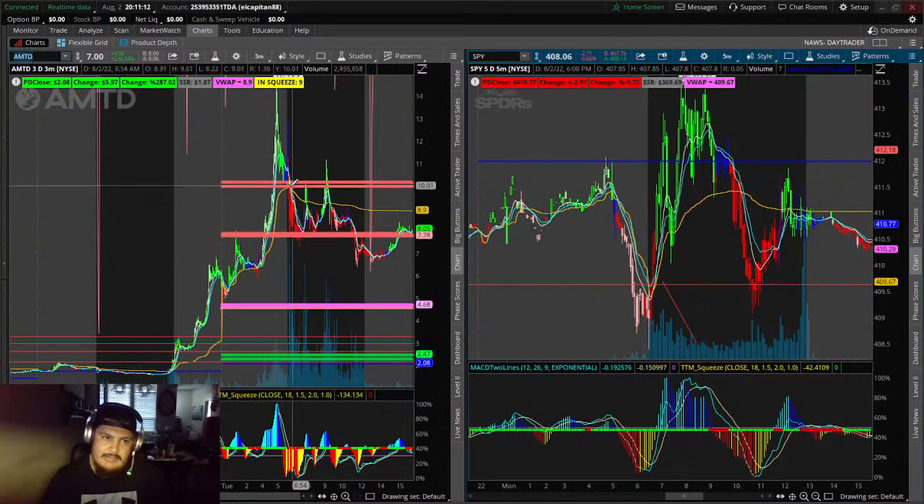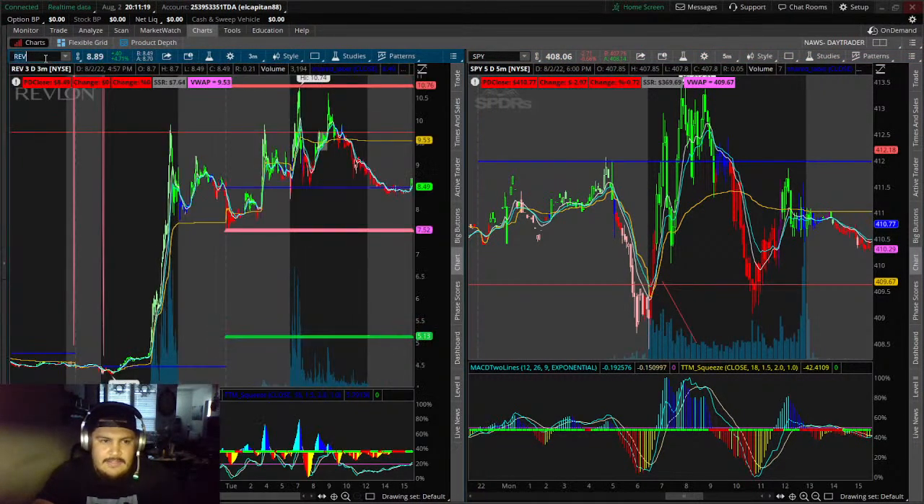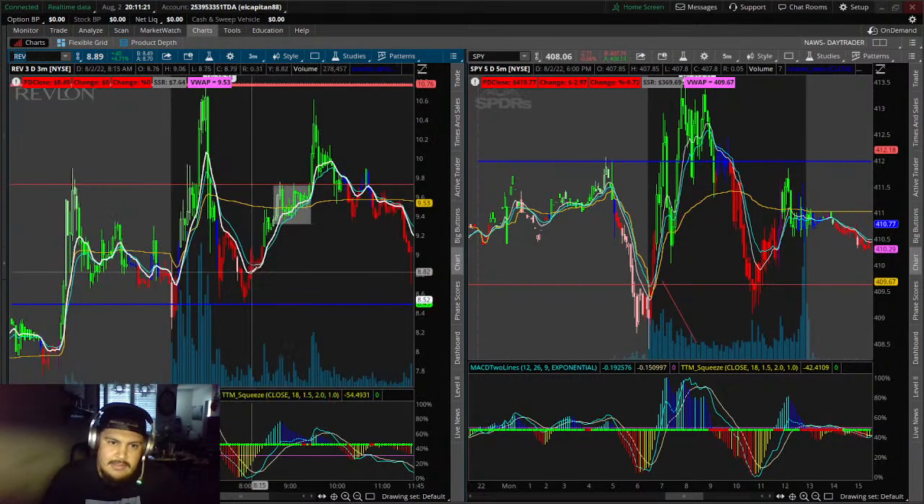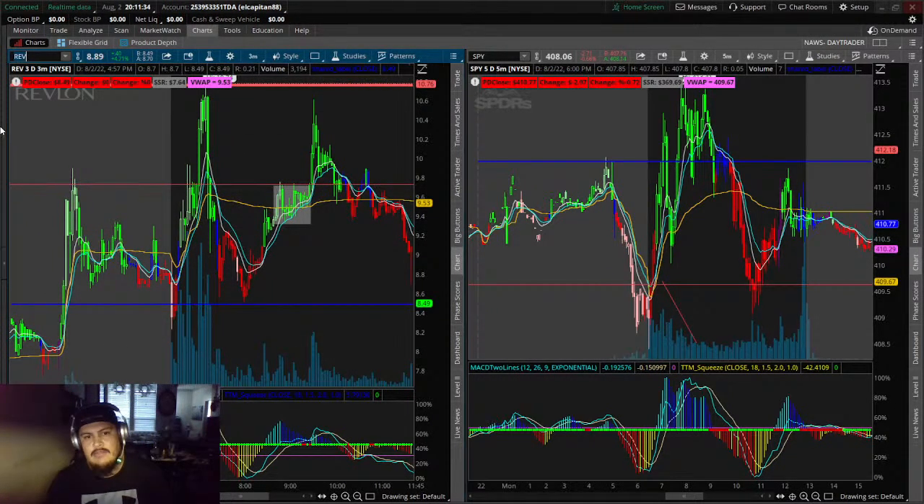I played Revlon today on this dip rip, and I made $1.50 or something like that. So on this dip here to the PDC, I took a little bit of profit up here towards this line, and then the rest up here. So $2 on a $10 stock. That's how we like to do it in my room.